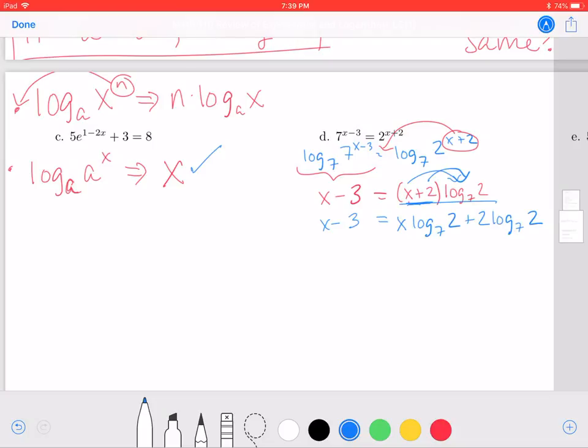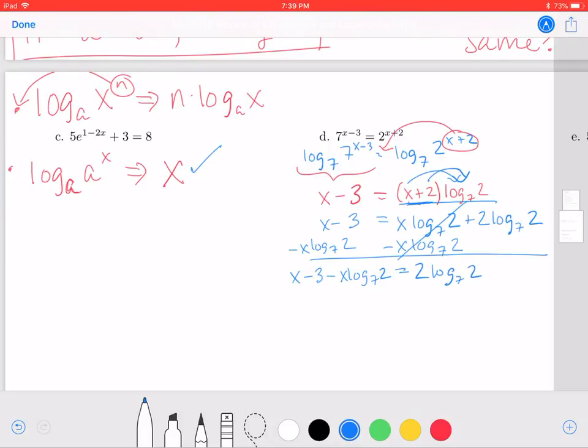Okay, now, next step. I want to get the x's together. So I am going to move this x log base 7 of 2 to the left side of the equation by subtracting it from both sides. So it cancels on the right. On the left, I have x minus 3 minus x log base 7 of 2. On the right, I just have 2 times log base 7 of 2.